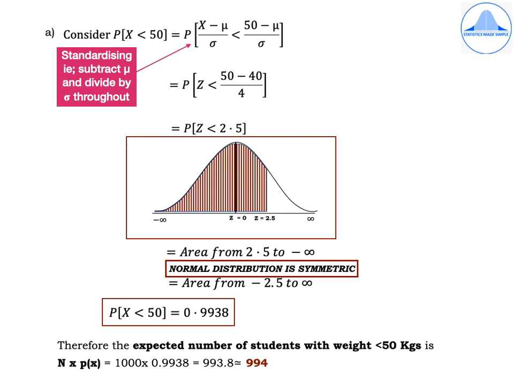Now you standardize, that means subtract mu and divide by sigma, which results in probability of x minus mu by sigma is less than 50 minus mu divided by sigma. You know that x minus mu by sigma is z, mu is 40 in the problem and sigma is 4. So the second step is probability of z is less than 50 minus 40 divided by 4, which simplifies to probability of z less than 2.5.